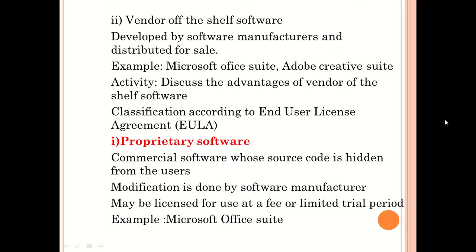Another classification is classification according to end user license agreement. In this space, we are going to talk about proprietary software. This is commercial software whose source code is hidden from the users. So you as the user are not going to access the source code. When you talk about the source code, it means the original code that was written so that the software you're seeing can function. So it's not possible for you to access the source code for this type of software.